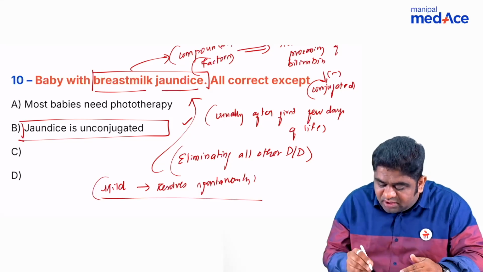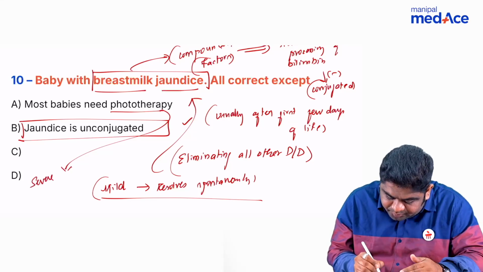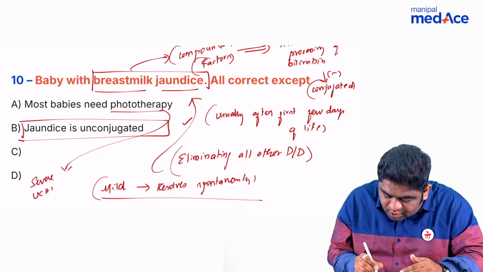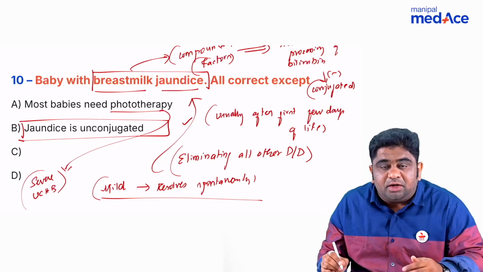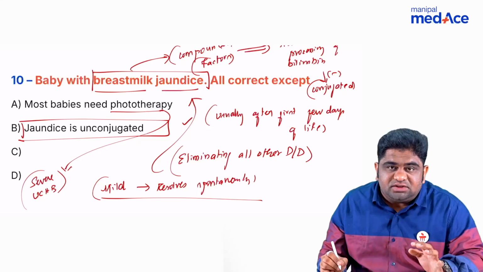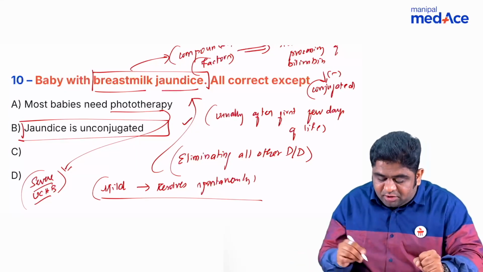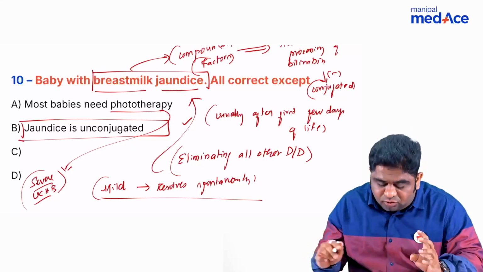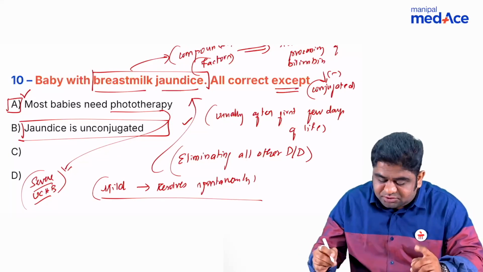This phototherapy is actually reserved for very severe unconjugated hyperbilirubinemia. For example, if a child is undergoing ABO incompatibility during transfusion reactions, or there is an Rh incompatibility, and massive hemolysis happens, in those conditions you can go for phototherapy. But here, most babies don't need phototherapy is the right answer. That is why option A is the right answer here, because it is the exceptional statement.